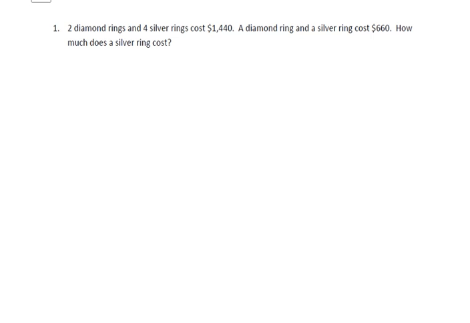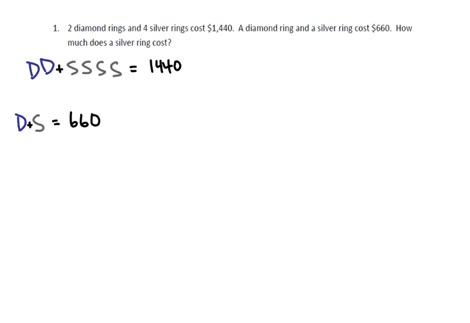In this first problem, we have 2 diamond rings and 4 silver rings that cost $1,440. So we can kind of represent it this way: 2 diamond rings, 4 silver rings equals $1,440. In addition to that, we know that a diamond ring and a silver ring cost $660.